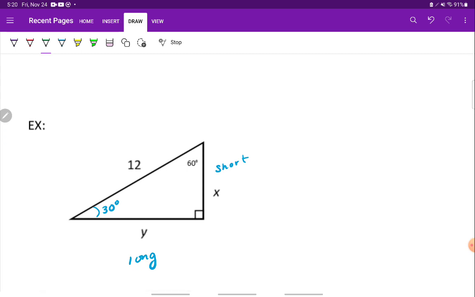All right, so I'm given the hypotenuse. I'm going to find the short side. The short side is always half of the hypotenuse. So this is going to be 6. And then to go from the short side to the long side, I'm going to multiply the short side by the square root of 3.